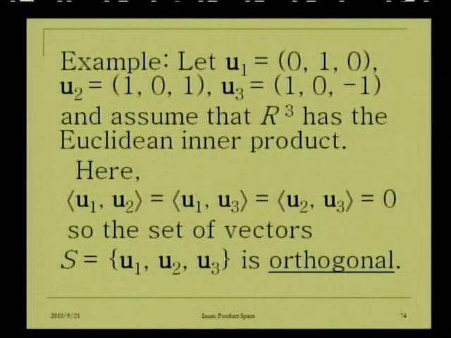So let us take an example. Let u1 equal to (0, 1, 0), u2 equal to (1, 0, 1), u3 equal to (1, 0, -1). These are vectors of R3, and we consider the Euclidean inner product space. Then you can see that with the Euclidean inner product, these vectors have inner product 0: the inner product of u1 and u2, of u1 and u3, and of u2 and u3 are all 0. And so the set of these vectors, say S equal to {u1, u2, u3}, is an orthogonal set.